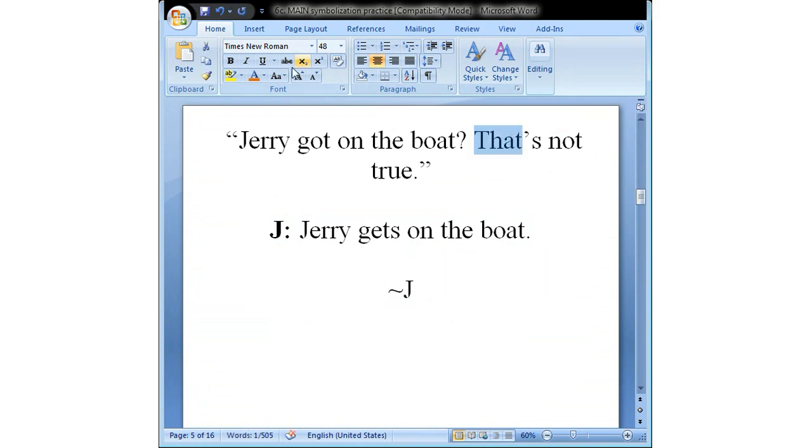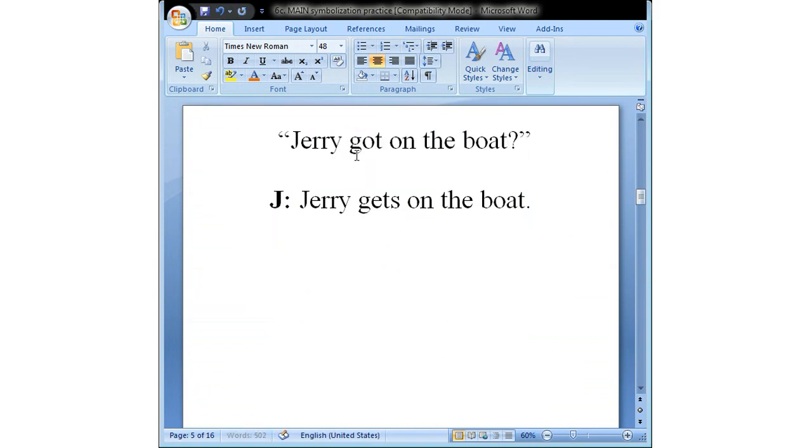When we're saying that's not true, what do we mean by that? What do we mean when we say that's not true? What does the "that" stand for? J. Exactly. This whole getting on the boat stuff. It's negating J. Would we symbolize just this, what I've got selected? Yes or no? Jerry got on the boat? You're correct. We wouldn't symbolize it, and why not? That's the correct answer. Why is that the correct answer?